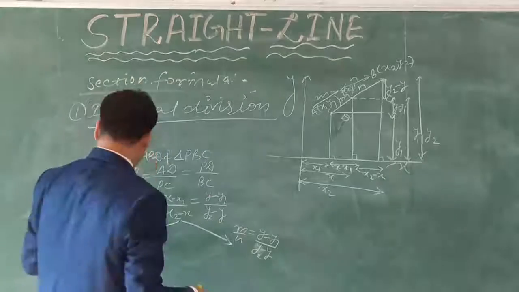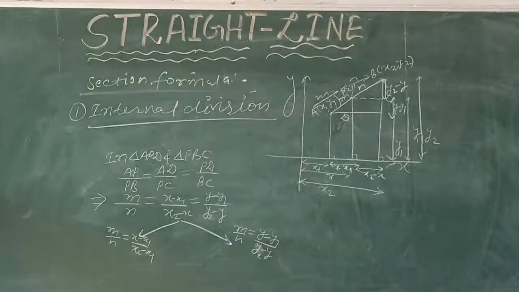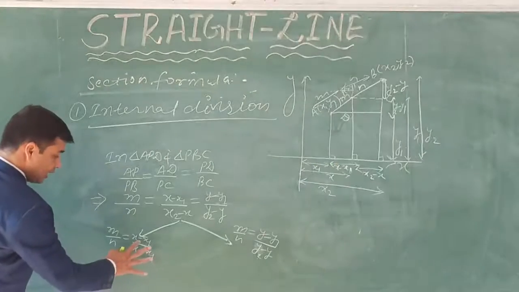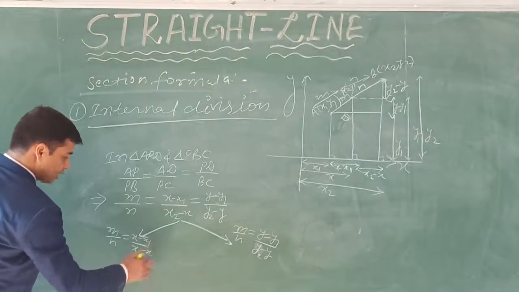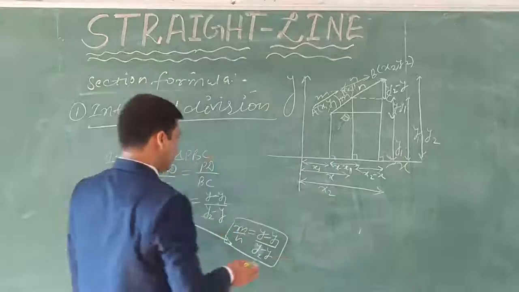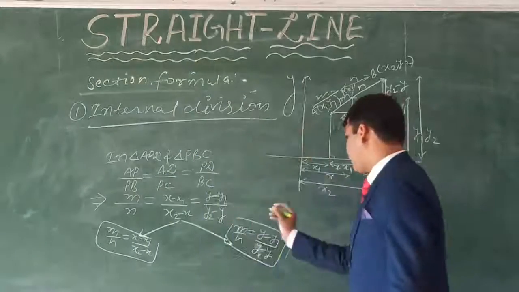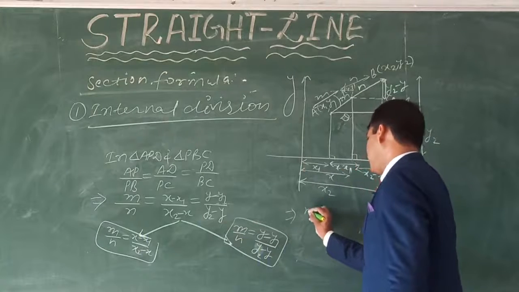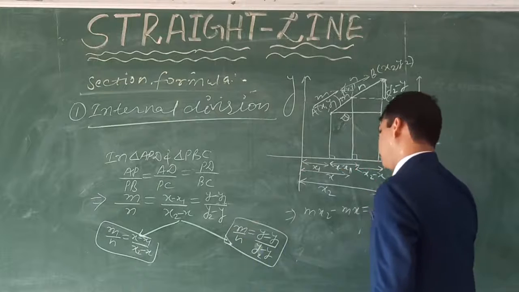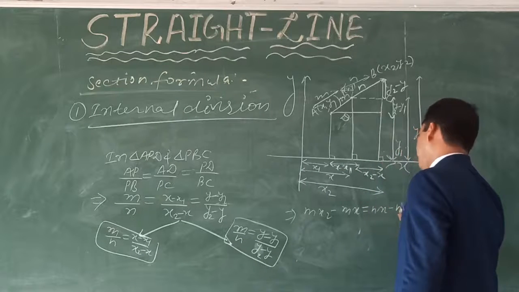Now we are going to simplify this. See this, what we will get here. If you simplify this, it equals N minus X minus X1 divided by X2 minus X. Now see this, what we are going to do here. If you simplify this one, you will get M X2 minus MX equals to Nx minus Nx1.